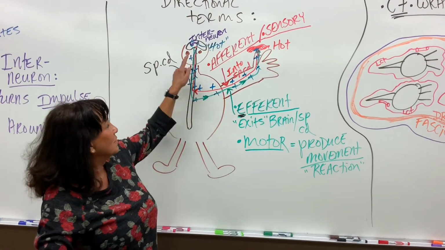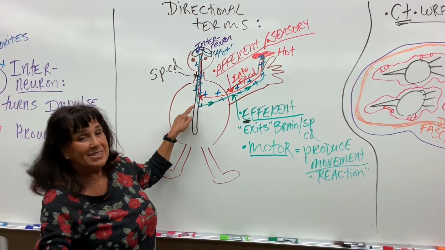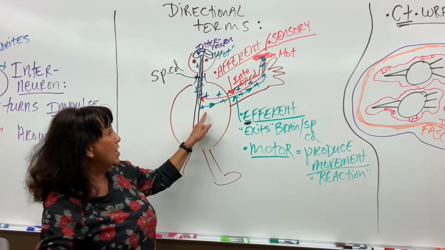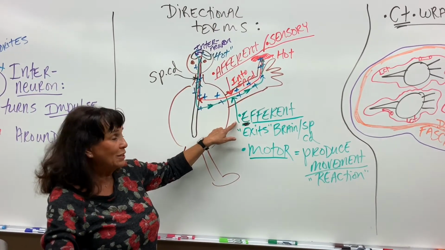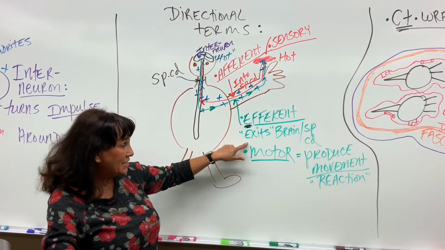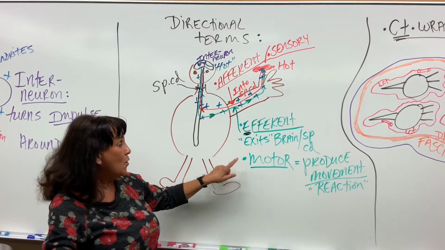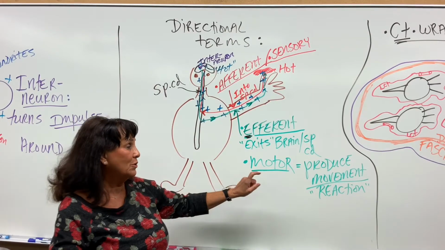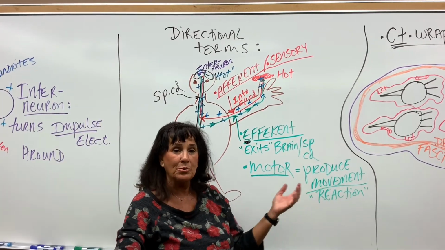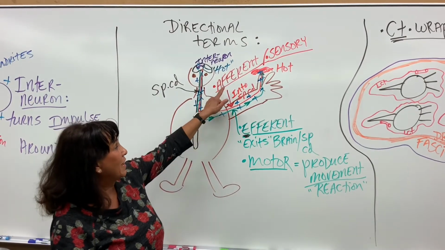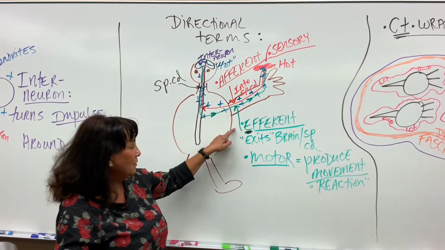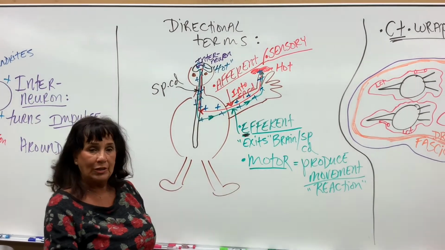And so the nerves that come down take the electricity away from the central nervous system. These are all called efferent because they're exiting the brain and spinal cord, or they're called motor because they're going to create a movement or some sort of reaction in the human body. So those are the terms: afferent and sensory go together, and efferent and motor go together.